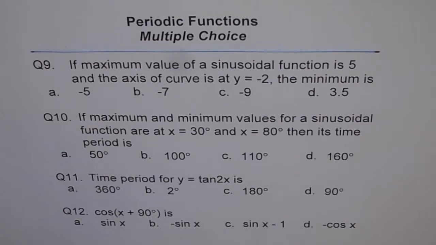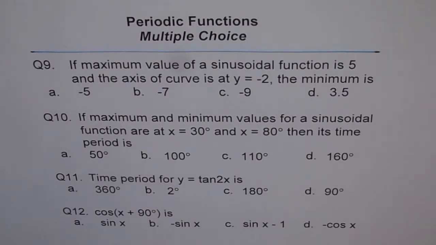Question 9. If maximum value of a sinusoidal function is 5 and the axis of the curve is at y equals minus 2, the minimum value is? Four choices are minus 5, minus 7, minus 9 and 3.5.